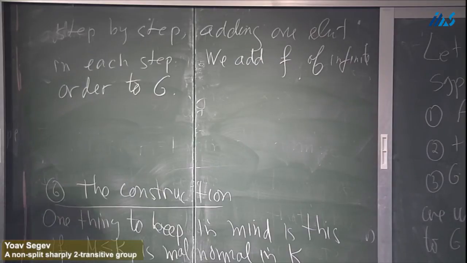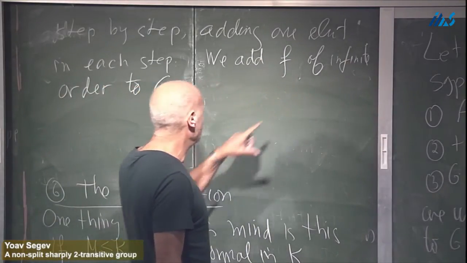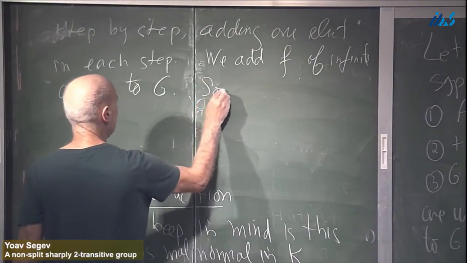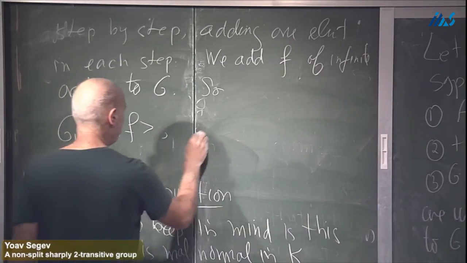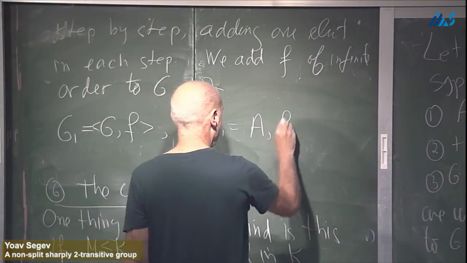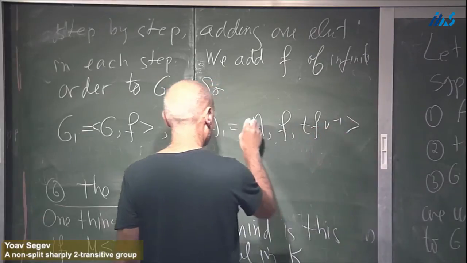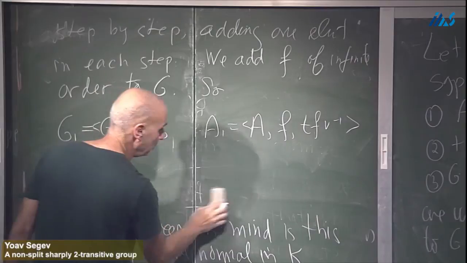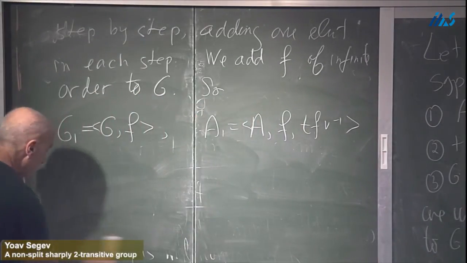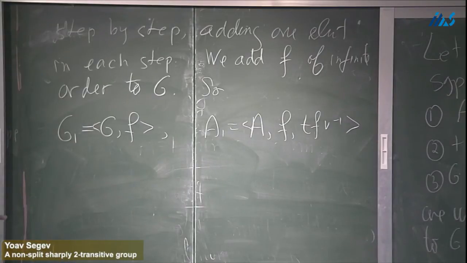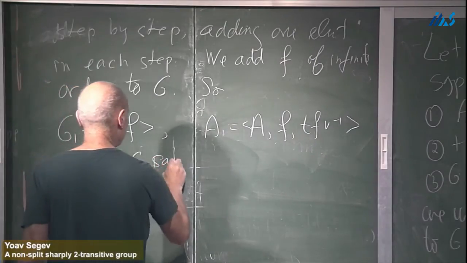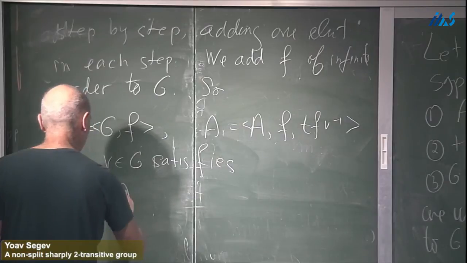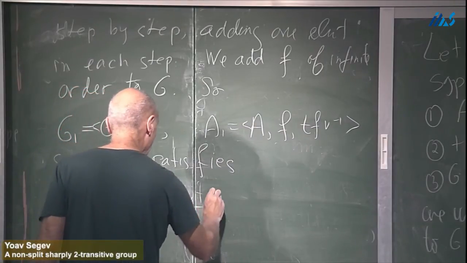So anyway, we add one element f of infinite order to G to get another, bigger group G1, the group generated by G and f, and we let A1 be the group generated by A, f, and TfV inverse. I didn't tell you what V is. V is an element that you cannot reach by an element of A from the coset AT, so such that V in G satisfies ATg is not equal to AV for all g in G.